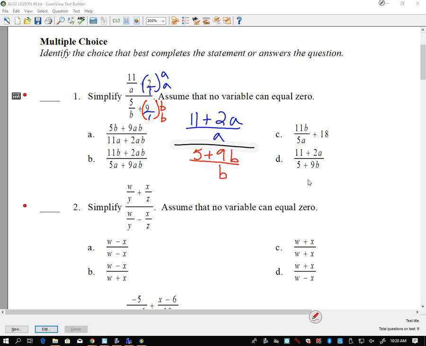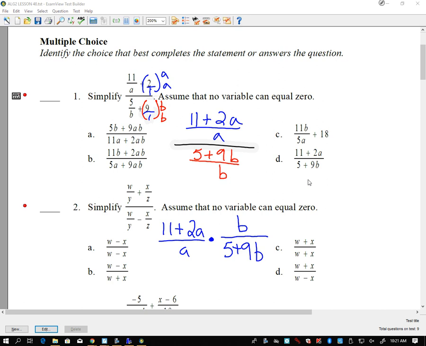Multiply by the reciprocal. So if we have to, and it might help to go ahead and write it anew, write 11 plus 2a over a, and I'm going to multiply by the reciprocal. So John, what am I multiplying by? What's in the numerator? I'm multiplying the blue fraction, the top numerator fraction, by the reciprocal of the denominator fraction, the red fraction. B, okay, over 5 plus 9b.